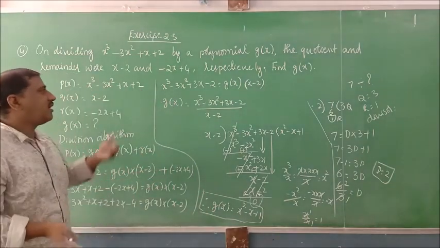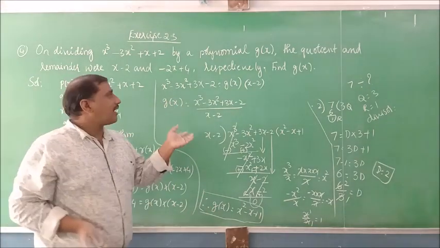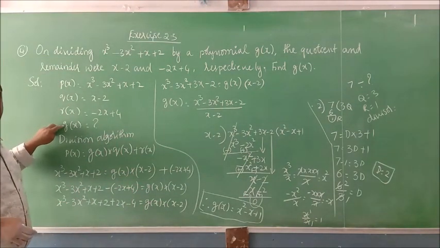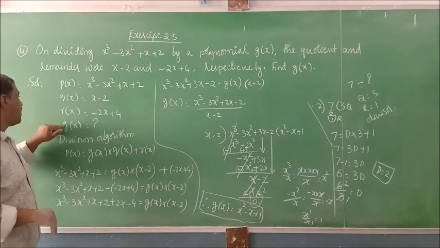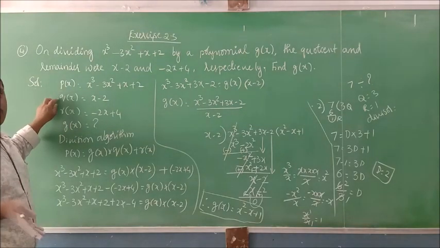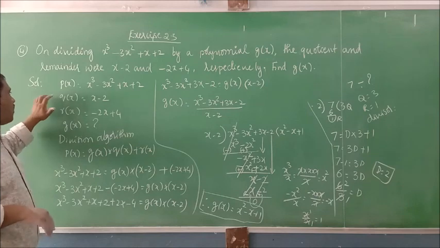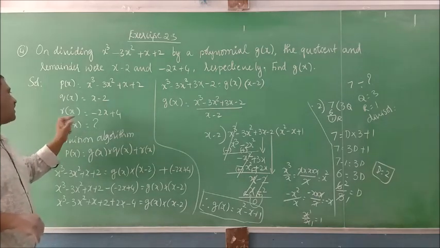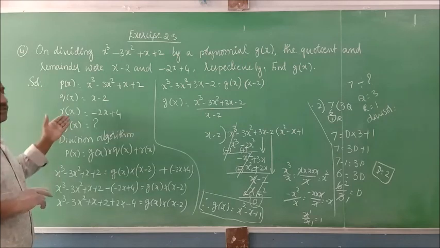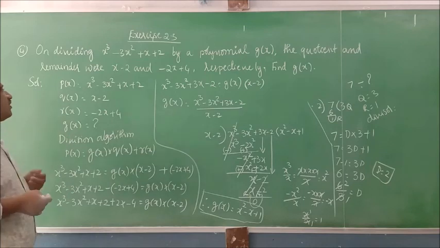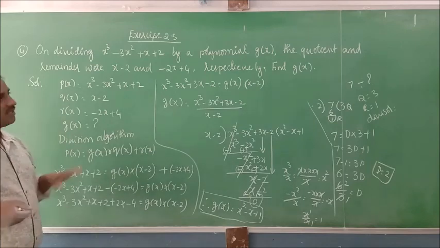The same question: sometimes g of x will be given, the divisor polynomial is given, the remainder polynomial is given, and they are asking you to find q of x, that is the quotient. Sometimes the quotient will be given, g of x will be given, and p of x will be given. They are asking you to find r of x. So we can use either the division algorithm or general division to find r of x. So is it clear, children, how to find this g of x in this sum?